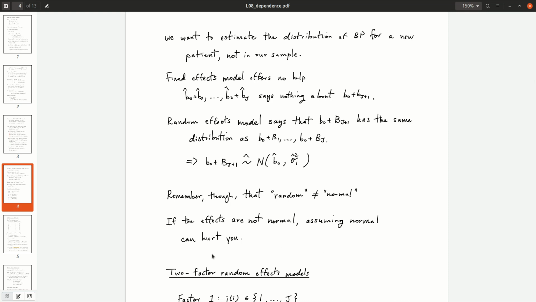Now, there are other random effects models where you place a different assumption on the collection of effects. You might assume it follows a gamma distribution or t distribution or something else. But that would be a topic for a more advanced course.